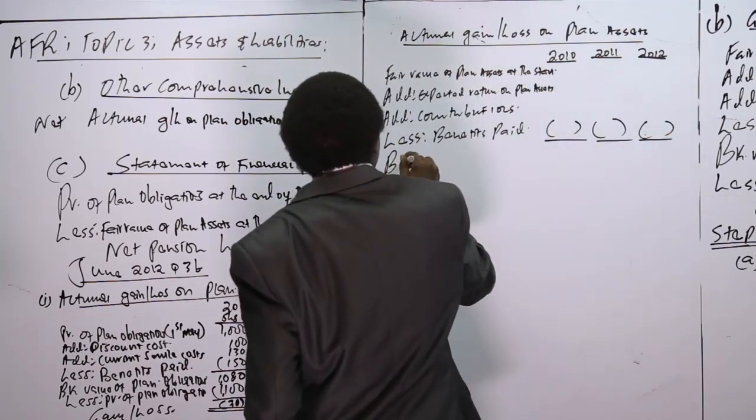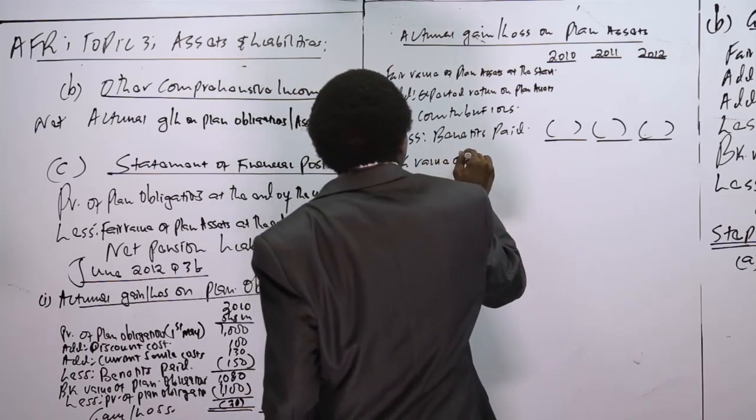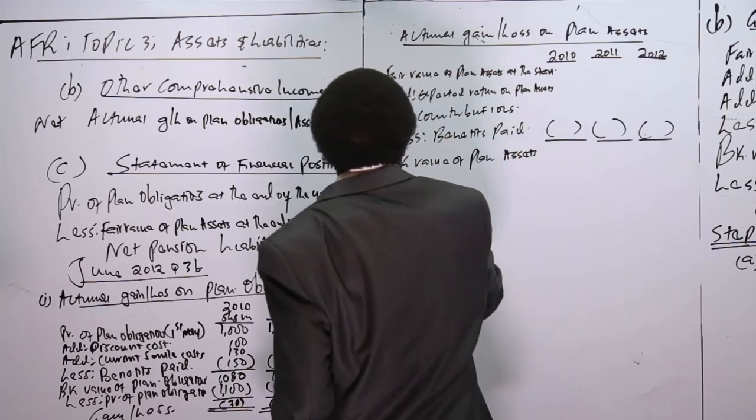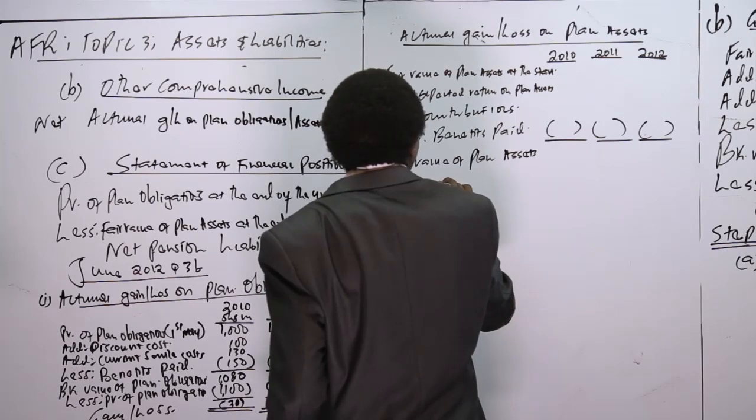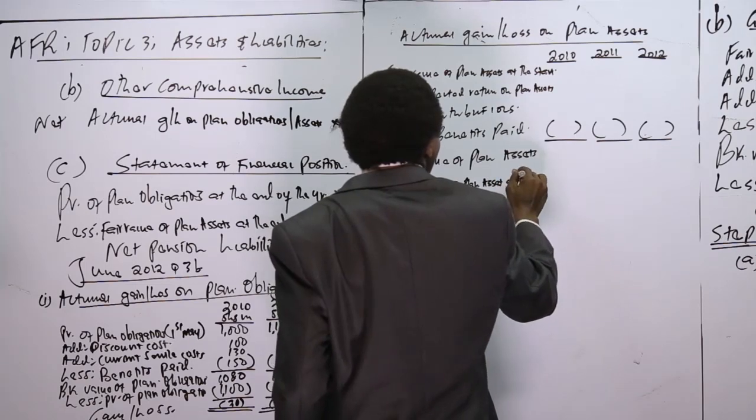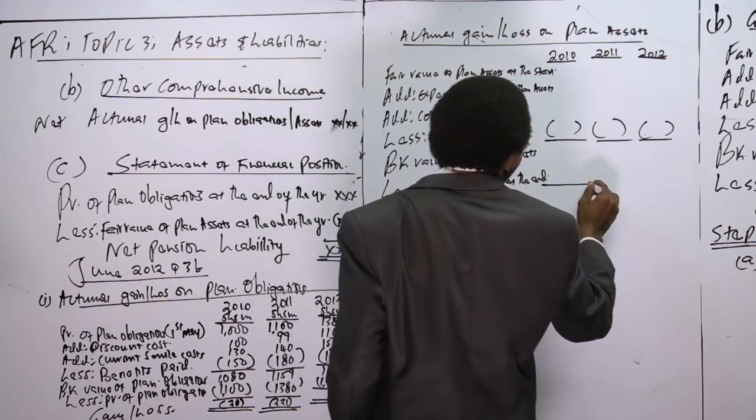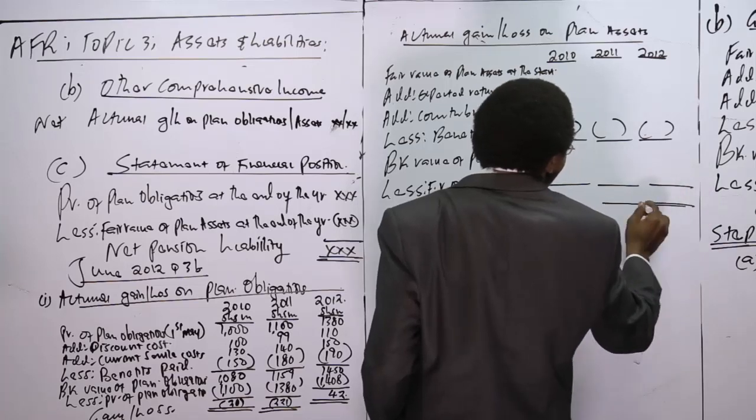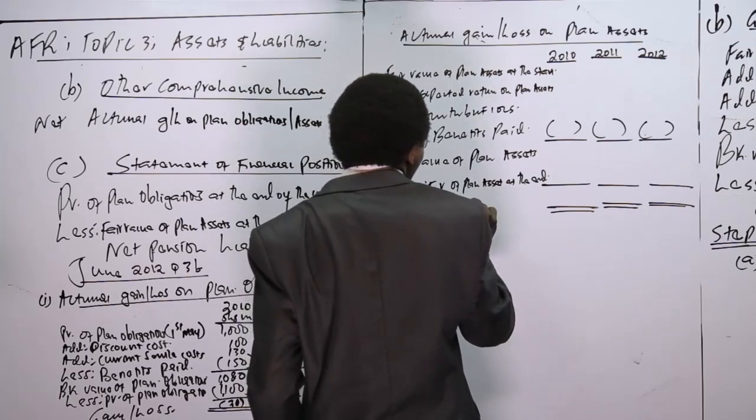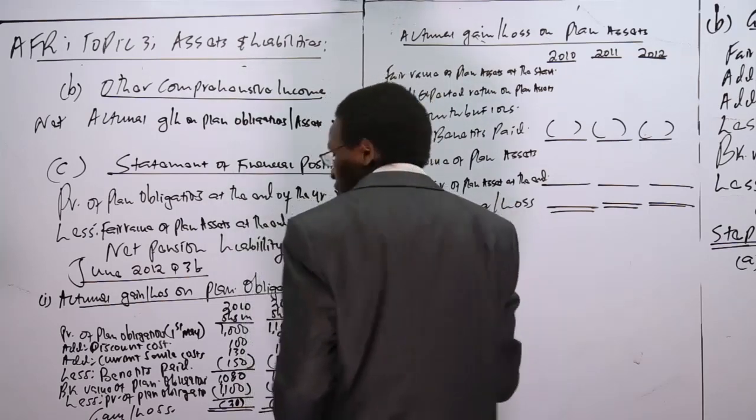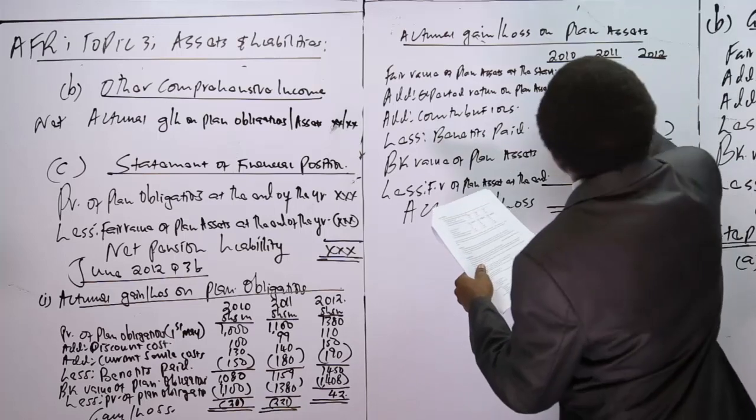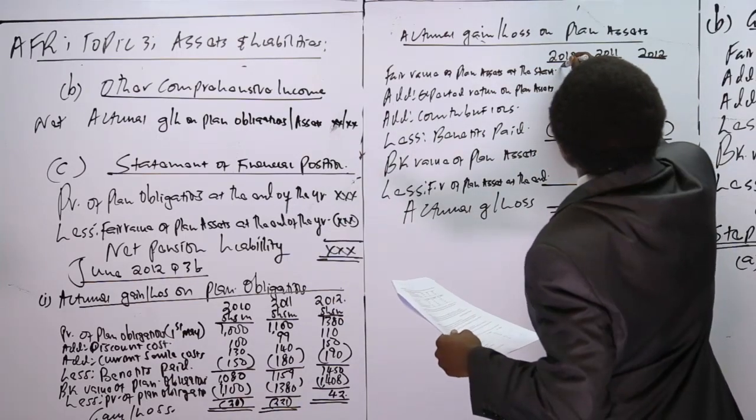Then we have the book value of plan assets. Then we less the fair value of plan assets at the end of the year. Then we determine whether there is an actuarial gain or loss. So identify those figures first. I'll come and say the balance at the beginning for both obligations and the assets was 1,000 million.